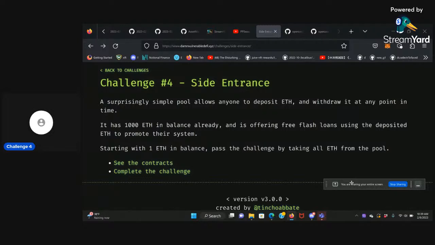It's a flash loan. In this example, we have 1,000 Ethereum in the pool, and we also have two functions. One is deposit and one is withdraw, to allow people to deposit and withdraw Ethereum into or from the pool. Suppose you only have one Ethereum in your hand, and your challenge is: can you take out all the Ethereum from the pool? So let's look at the contract.